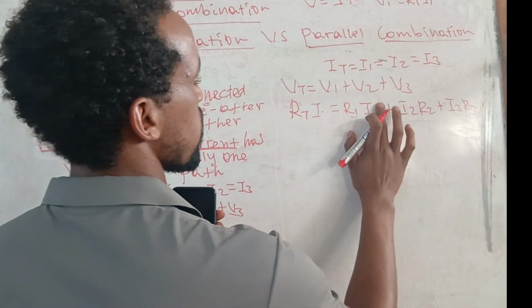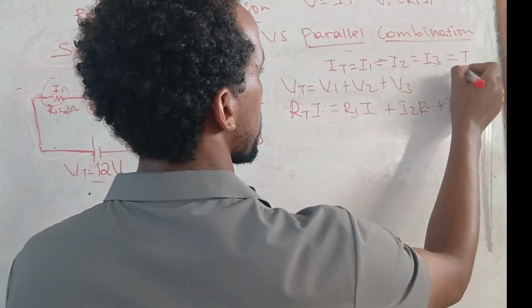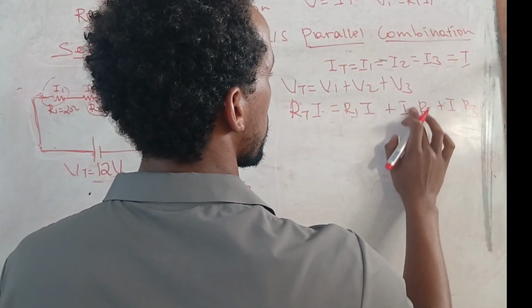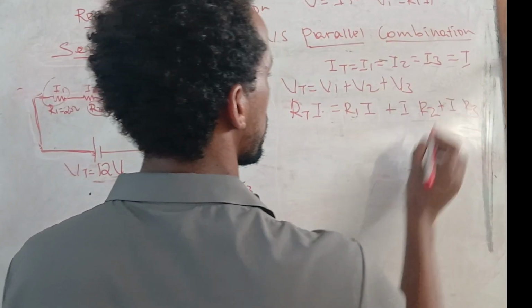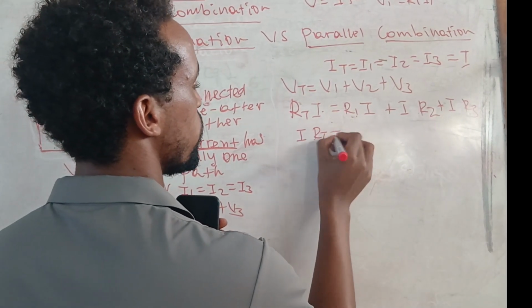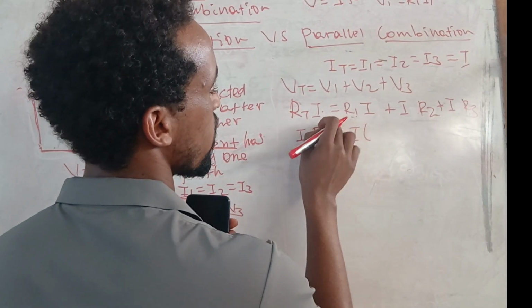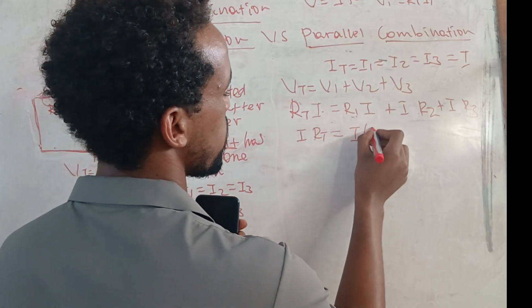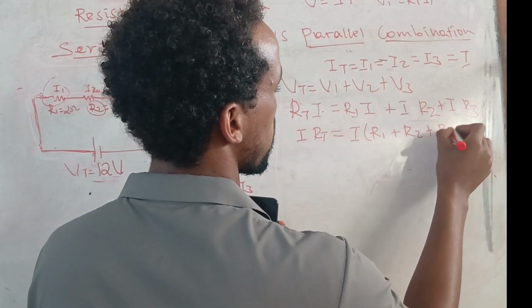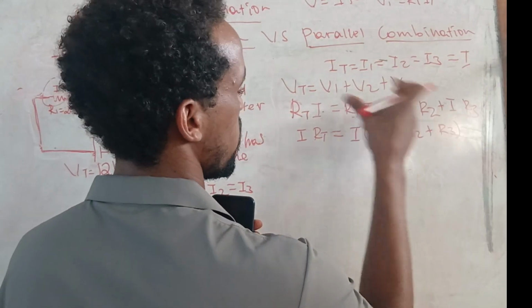So I can take this as I, which I can put here. R total times I, I is constant. If I take I outside as a common factor, R1 will be left here, plus R2 will be left here, and R3 will be left here.